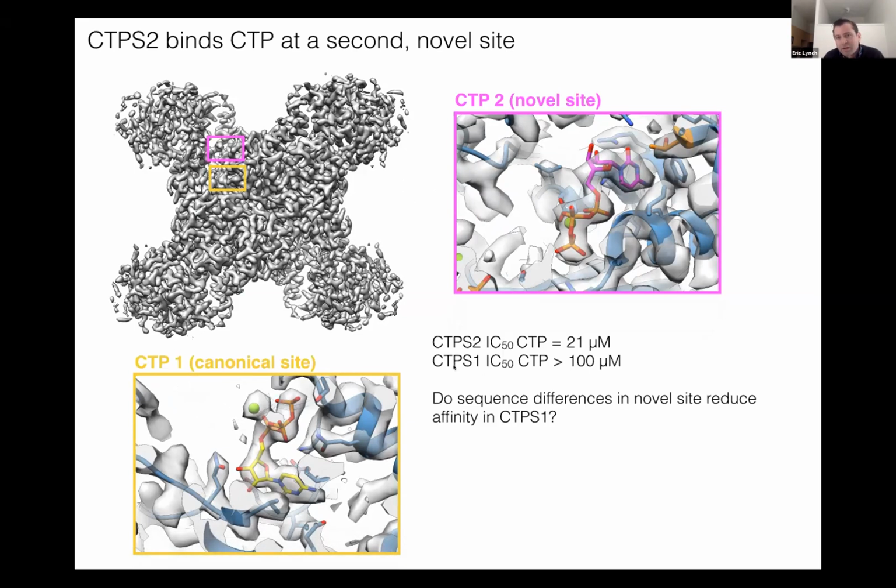And as I mentioned previously, the CTPS1 isoform appears to have a much higher IC50 for CTP than CTPS2, and there are some sequence differences in this binding pocket.